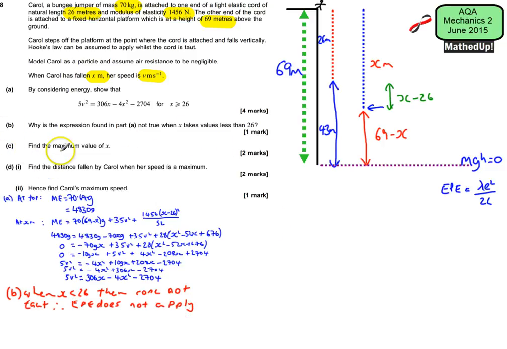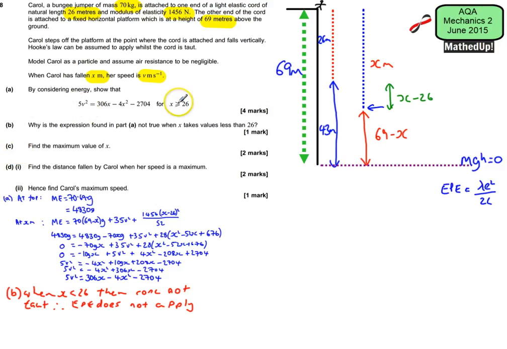Okay, for part C it says find the minimum value of x. In fact, it says find the maximum value of x. So in order for x to be at its maximum point, it's going to be when our velocity is momentarily 0. So velocity will get to a value of 0 before it starts moving up again. So for part C, we want our velocity to be equal to 0.